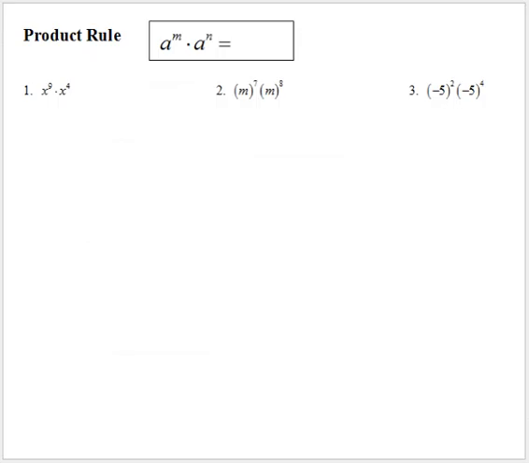Okay, I'm going to give you a few minutes, Cassandra, to work problems 1 through 3, and when you're done, put the check mark next to your name, and we move on.